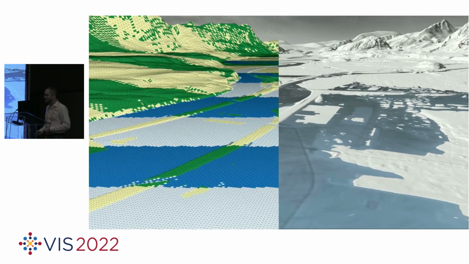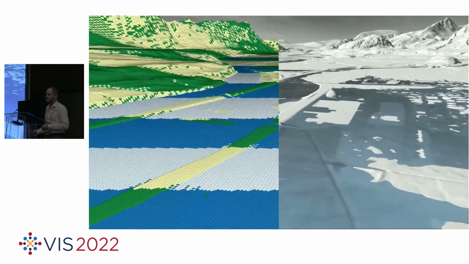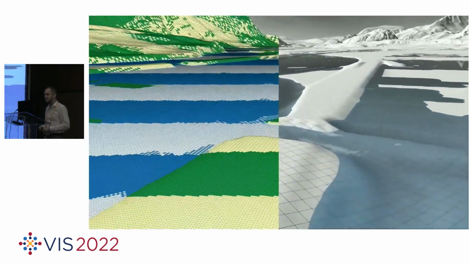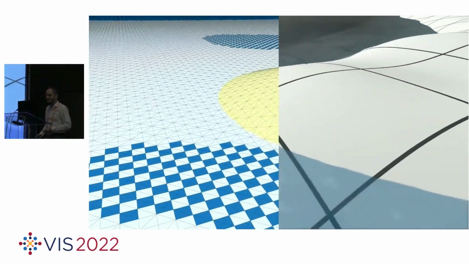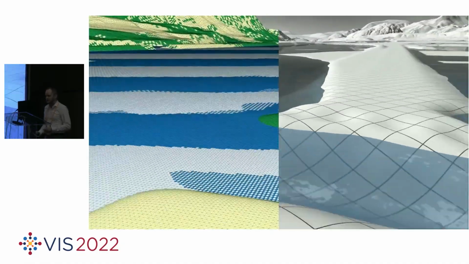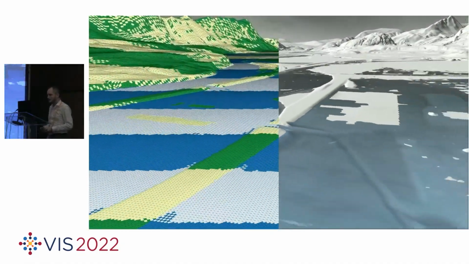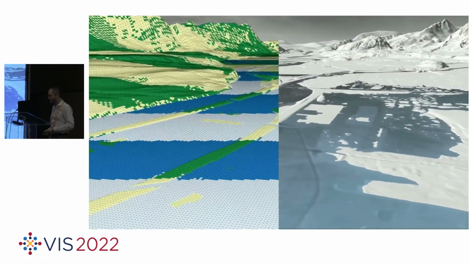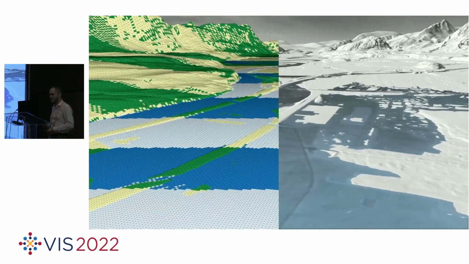As you can see in this zoom animation, the triangle sizes are adapted continuously to achieve the desired screen space size. This task is typically performed with the help of the hardware tessellation unit in modern GPUs, which is very efficient at subdividing triangles.